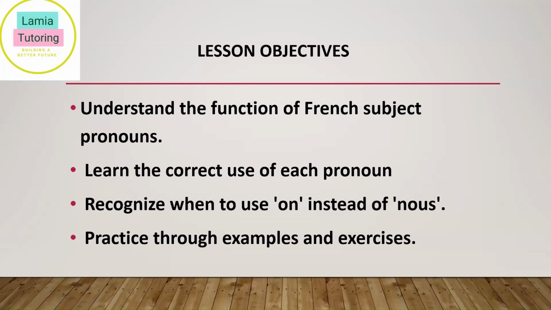The other thing is these pronouns differ from English. We have the masculine of they and the feminine of they. We still have he and she in English, but when it comes to the plural, they is used for both masculine and feminine. In French, it's ils, elles. I want you to also recognize when to use on instead of nous, which is a thing that a lot of people don't know.